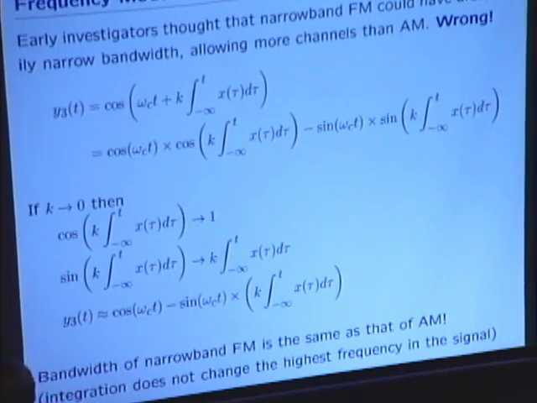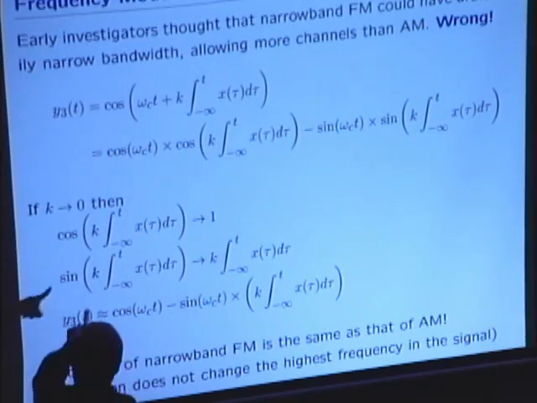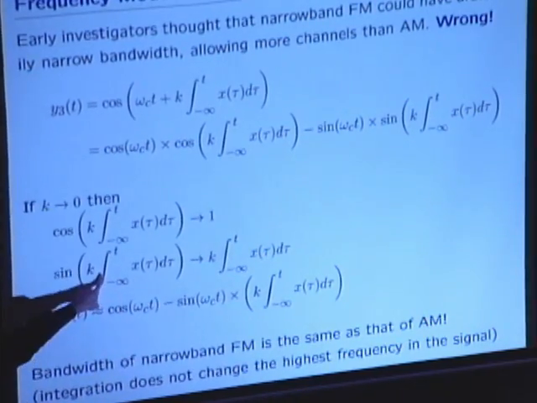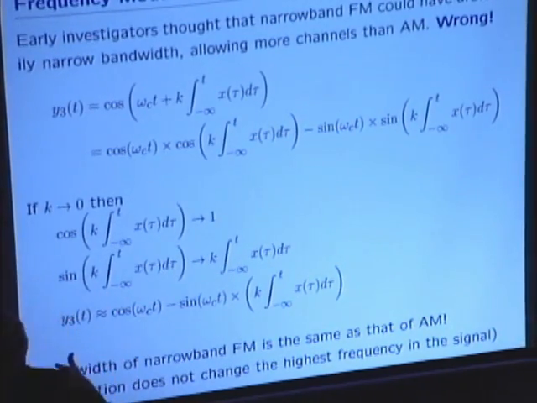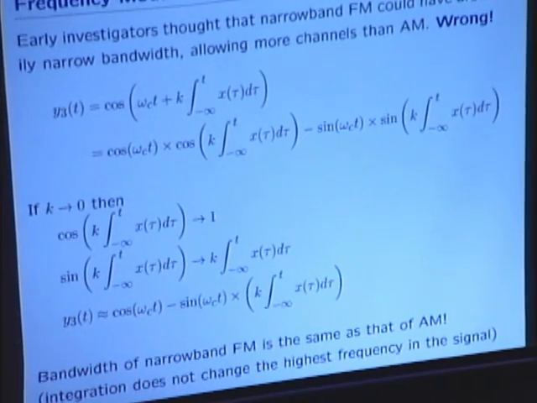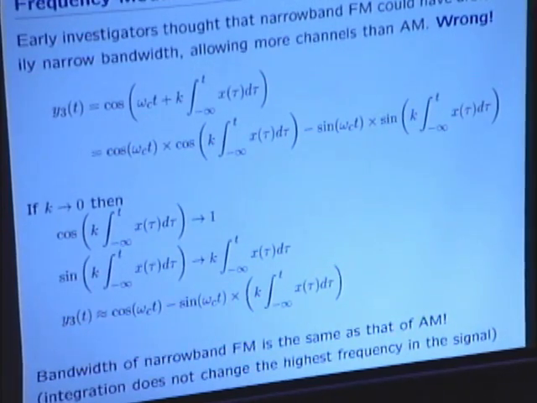I took the message times sine. It's sine, it's not cosine, who cares? That's a difference of 90 degrees of phase, who cares? It's AM. The fallacy in the reasoning is that the sine of theta, when theta gets small, does not go to 0, it goes to theta. And so the limiting case for narrow band FM has precisely the same bandwidth as AM. Narrow band FM has the same bandwidth as AM.